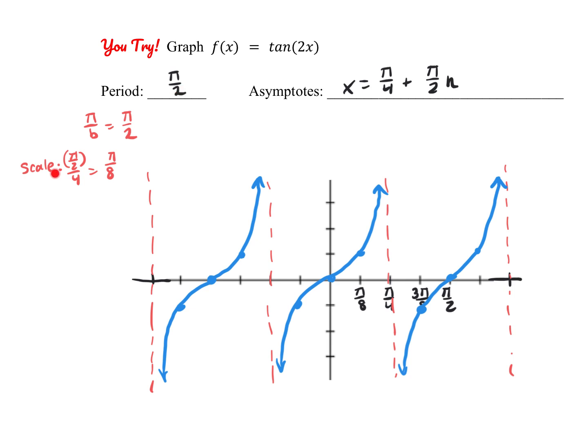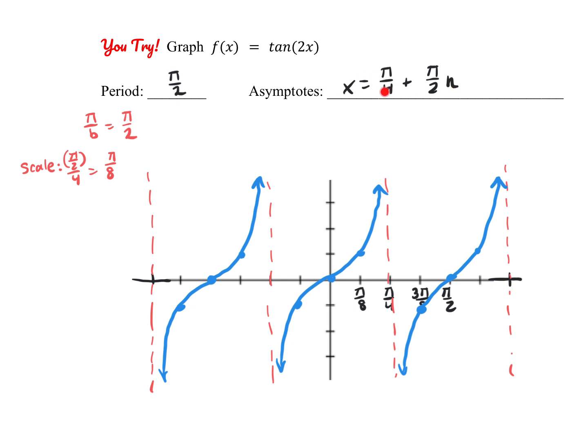If I want to split that period into 4 parts, I'm going to scale it by pi over 8. And again, I go half a period to the right, which is pi over 4, and half a period to the left, negative pi over 4, to set up my asymptotes. From there, it's every 4 tick marks, because 4 tick marks is 1 period.